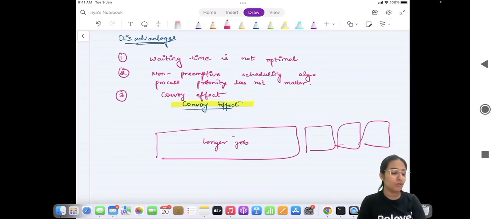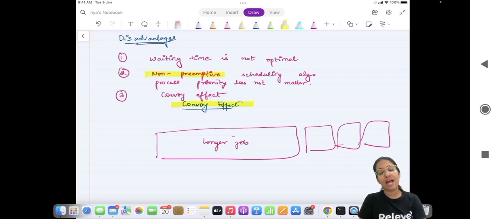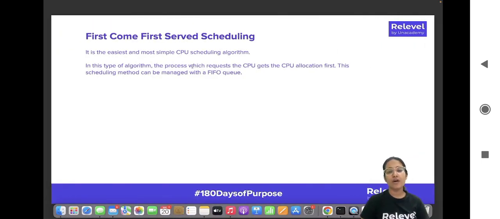Although we cannot control it because this is a non-preemptive scheduling algorithm, there is no concept of priority, so you will have to execute in the given order. Okay. And this concludes our discussion about the first come first serve scheduling algorithm. I hope this is clear to everyone.